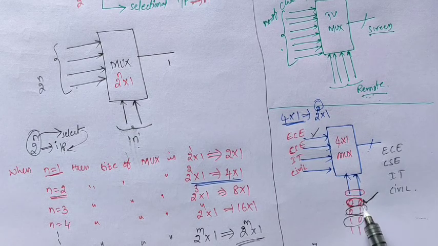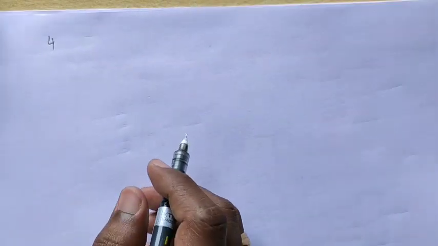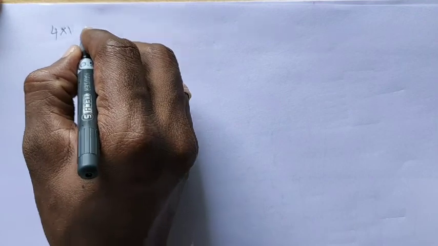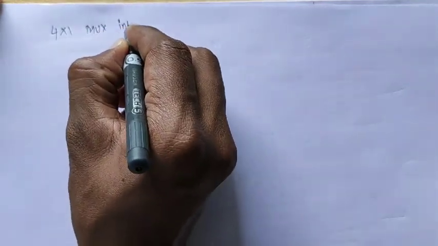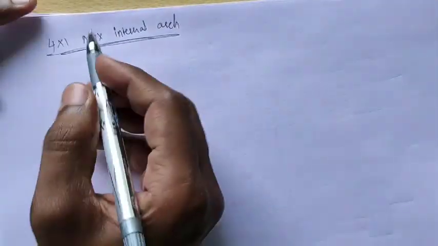So how does it select when the input is 0 0? The first line is active. How? What is the internal architecture of the multiplexer? Now we'll see the 4 by 1 mux internal architecture. Suppose this is the 4 by 1 mux. Total how many inputs? 4 inputs. How many selection lines? Just draw the 4 inputs.